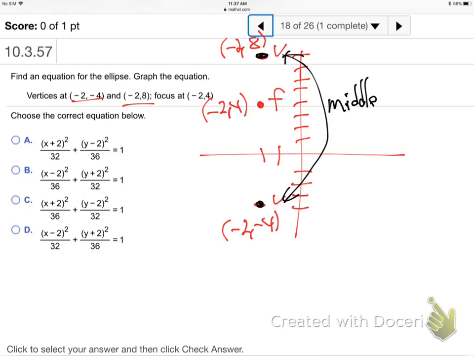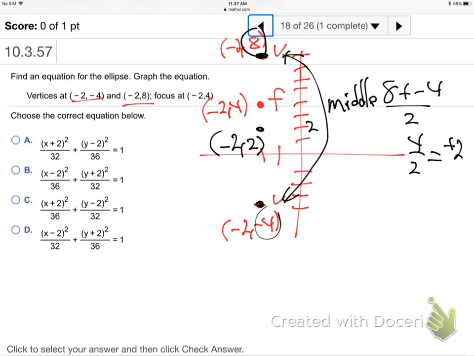How do you find the middle of two things? Just add them up and divide by 2. Good. Average them. So I've got to take the 8 and the negative 4, add them, and divide by 2. That's 4 over 2, positive 2. So that means up 2, right here. And of course, like Taryn said, it's back 2. There's the center.